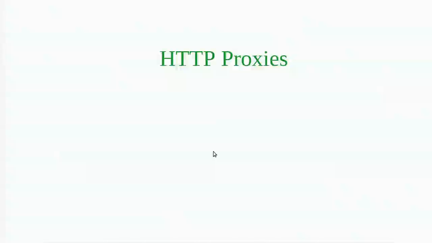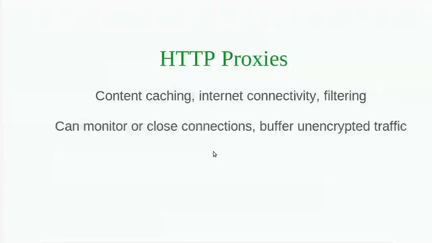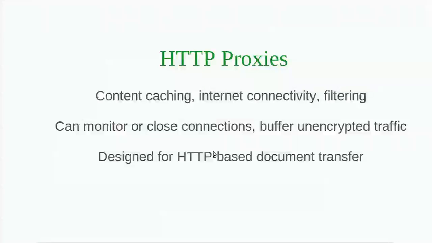A second challenge to talk about is HTTP proxying. On the internet we have intermediaries, different kinds of proxies, and these proxies can do things like content caching. They provide internet connectivity, for example, from inside a firewall. They can do filtering, and HTTP proxies can monitor connections. They can even close connections if they decide the connection is taking too long, maybe the server is unresponsive. They can also buffer unencrypted traffic in order to try to optimize. Essentially, they were designed for HTTP-based document transfer. They were not designed for a situation where you have a connection which is open for a long period of time.